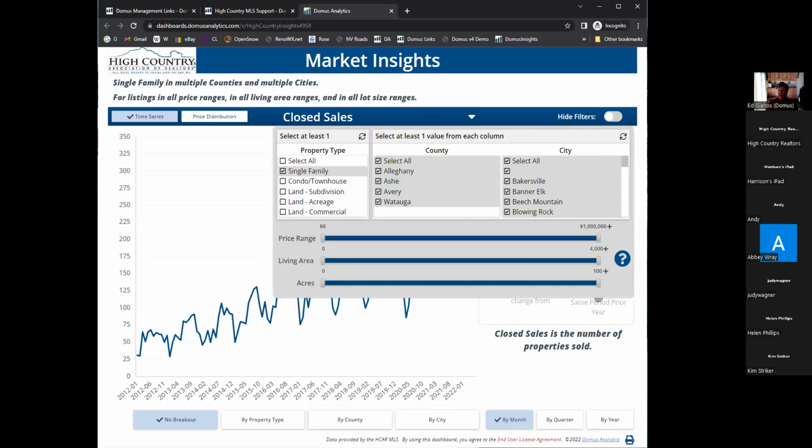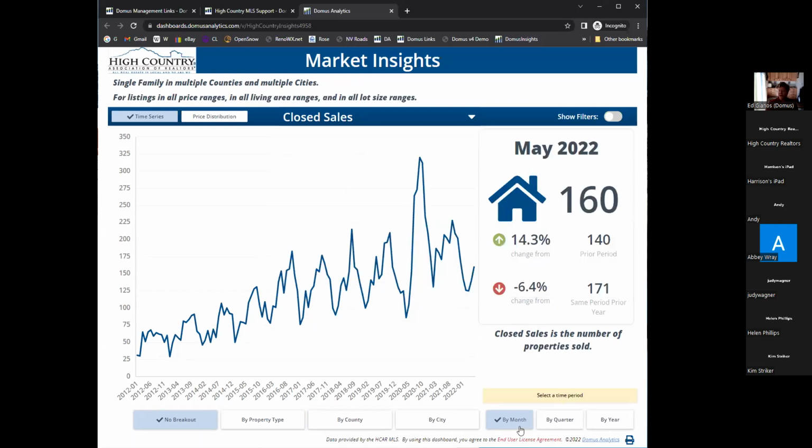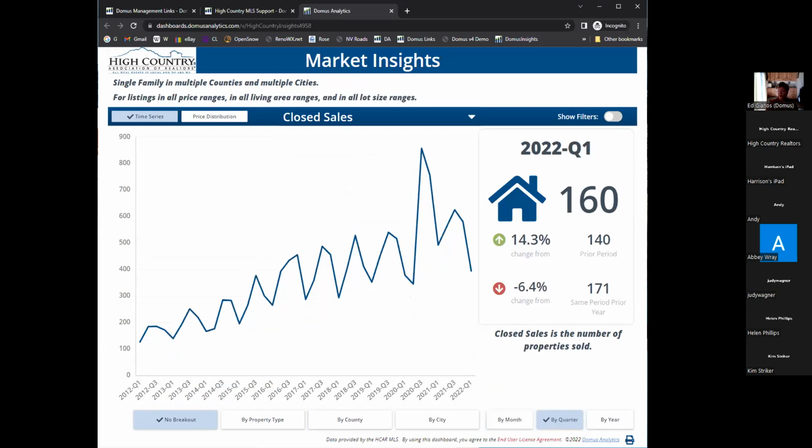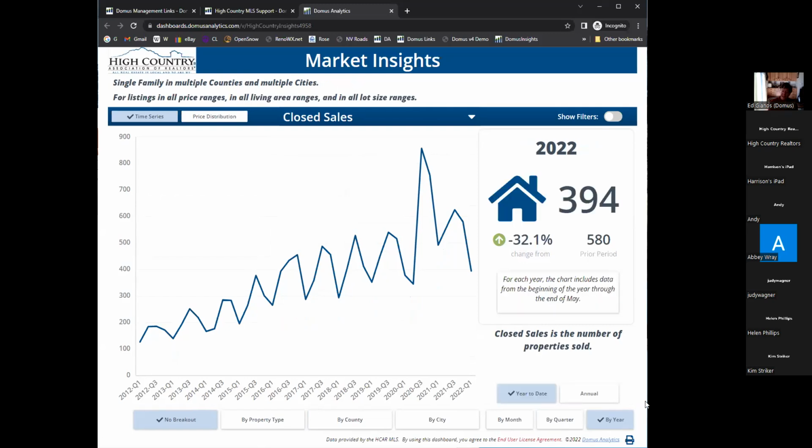Anytime I'm looking at a chart, I can look at my time period by month. I can also click a button and do a quarterly analysis, and I can click a button and do an annual analysis. And when I do an annual analysis, it's now going to ask me if I want to do year to date or annualized.